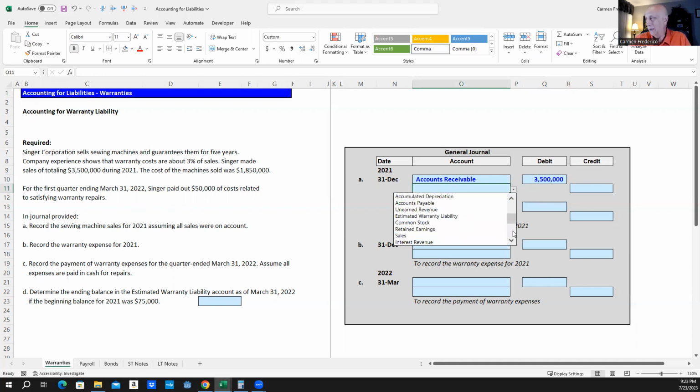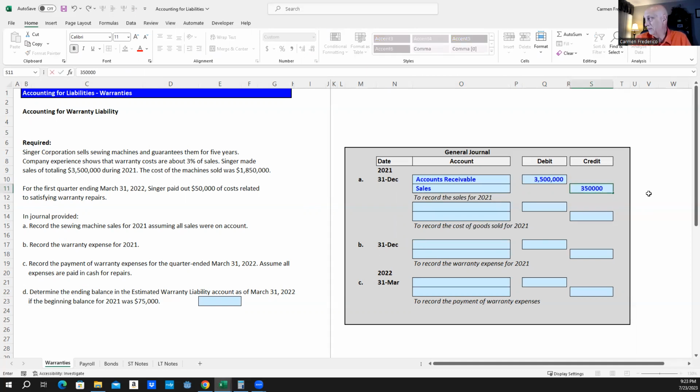Again, these sales are going to be happening throughout the year. So this is the summation of all the sales you made for the year. Again, you can be journalizing them as they go, but for demonstration purposes, we're going to journalize them right here for the full year.